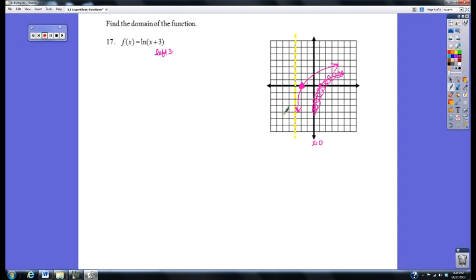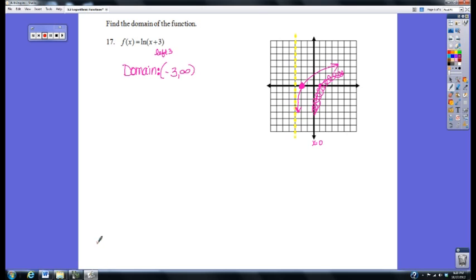Make sure you get your asymptote on there. Make sure this point is obvious; that was originally at (1, 0). And we are asked to find the domain. You need to know where your vertical asymptote is to give me the domain. If your vertical asymptote is at -3, then your domain will be from -3 to positive infinity.